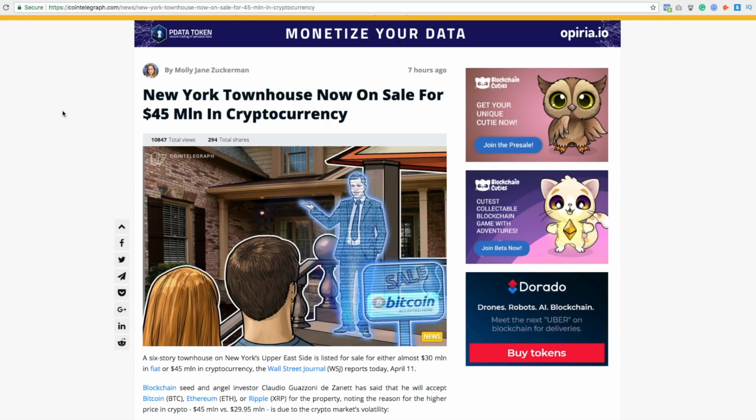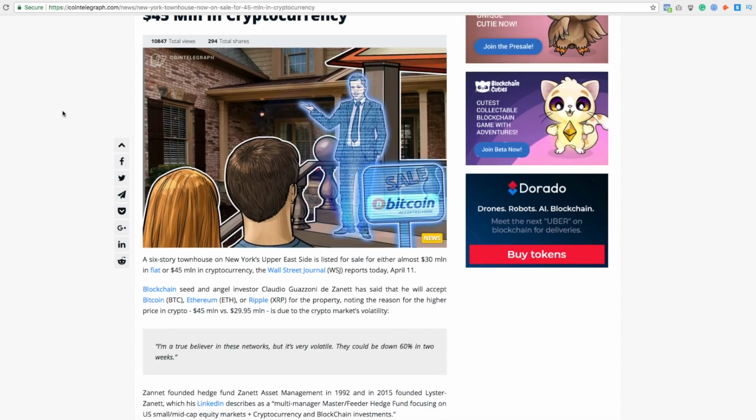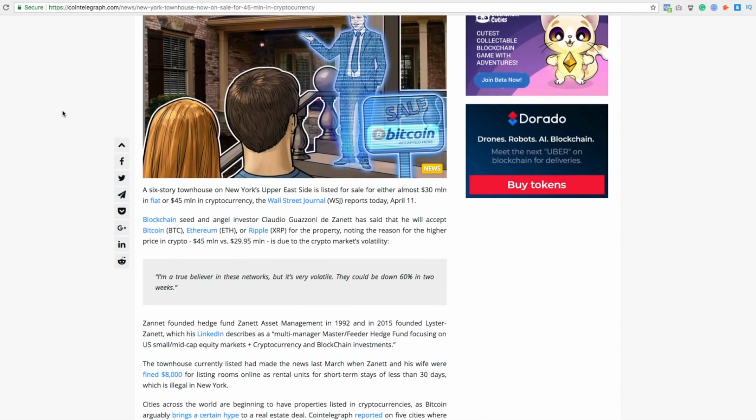New York townhouse is now for sale for $45 million in cryptocurrency. So a 6-story townhouse in New York's Upper East Side is listed for sale for almost $30 million in fiat or $45 million in cryptocurrency.